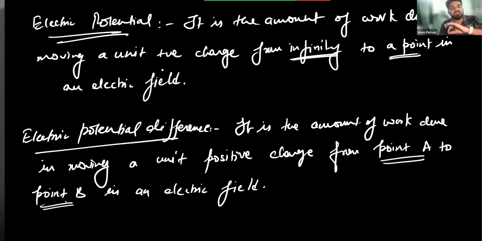In electric potential, we have the definition: the amount of work done in moving a unit positive charge from infinity to a point in an electric field. But in electric potential difference, the definition is: the amount of work done in moving a unit positive charge from point A to point B.